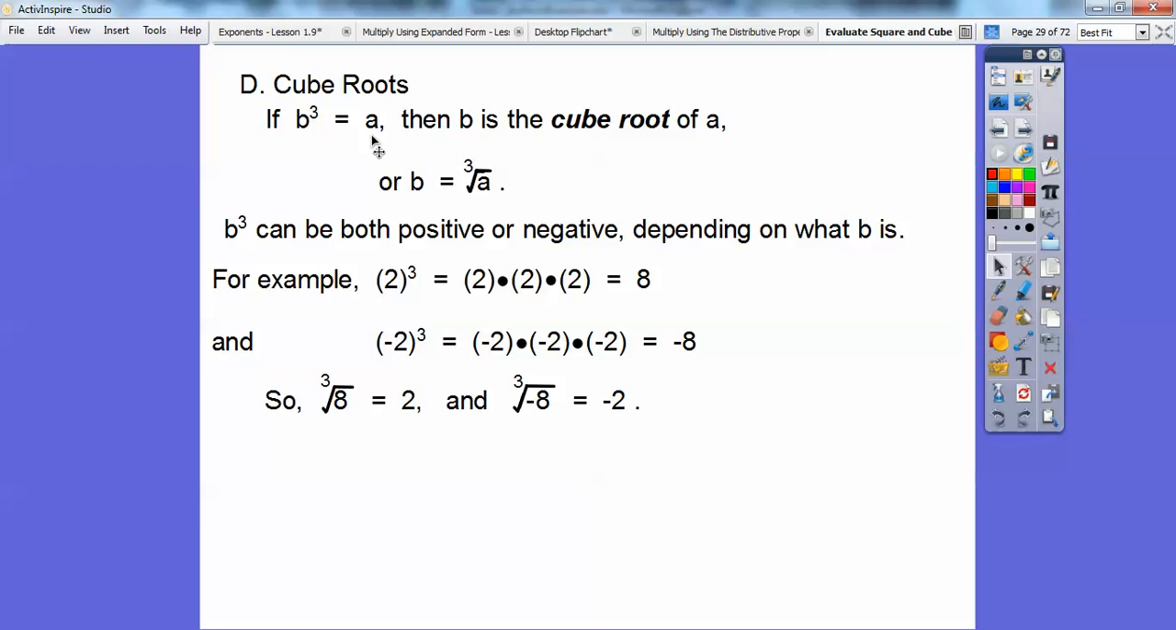So a could also be positive or negative, and the cube root can also be positive or negative. This number here says, what number times itself 3 times equals the number inside of here?